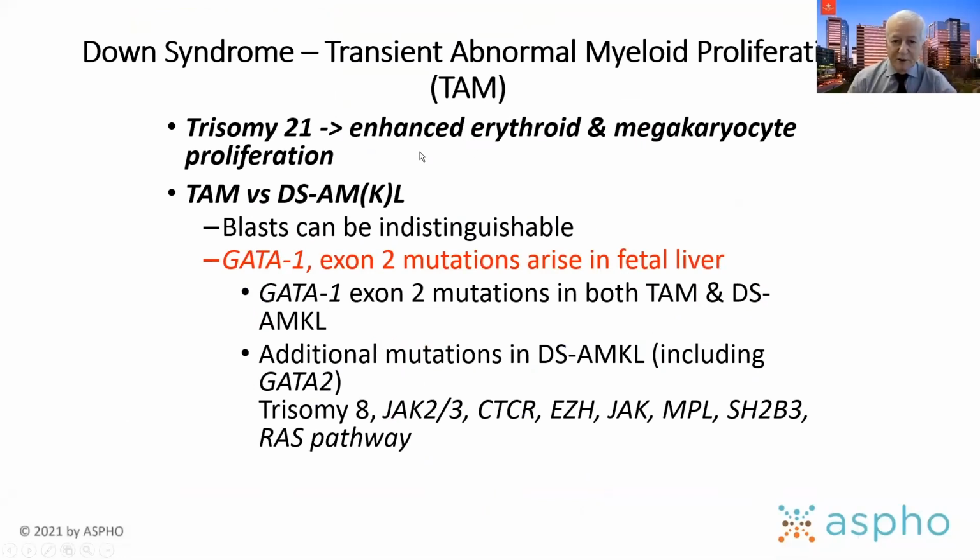The problem with this syndrome is that you really can't morphologically distinguish between the blasts of megakaryocytic leukemia and the transient abnormal myeloid proliferation of Down syndrome. They both have the GATA1 mutations, which arise in the fetal liver, but the megakaryocytic leukemia requires other mutations, as listed here, which lead to the more malignant form of this transformation.